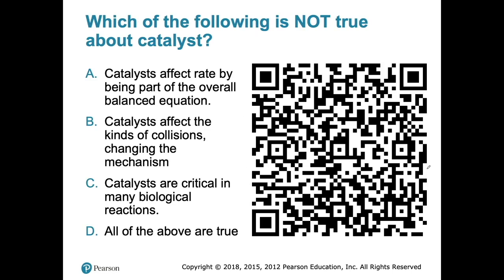Next question. Which of the following is not true about a catalyst? A, catalysts affect rate by being a part of the overall balanced equation. B, catalysts affect the kind of collision based on changing the mechanism. C, catalysts are critical in many biological reactions. Or D, all the above are true. All right.